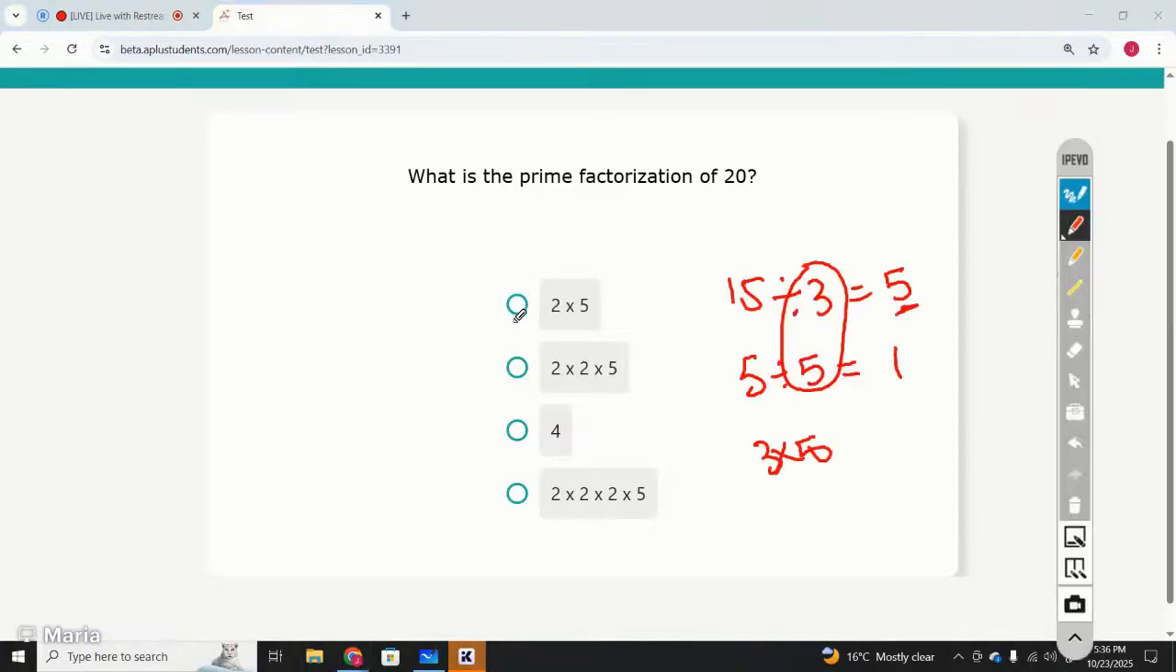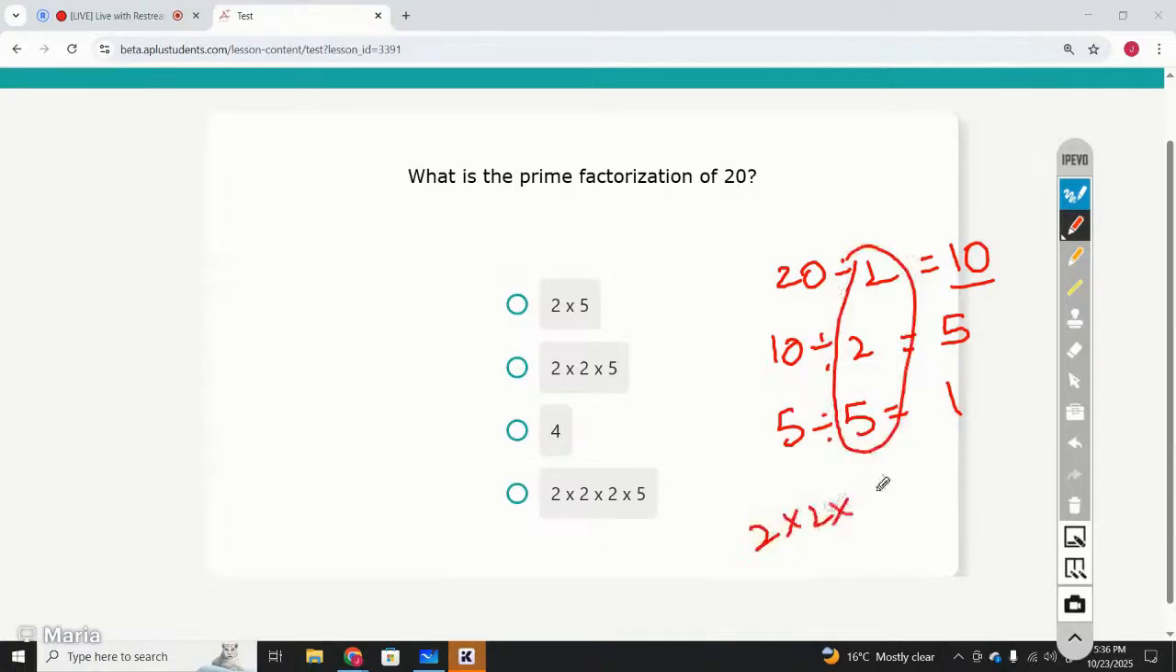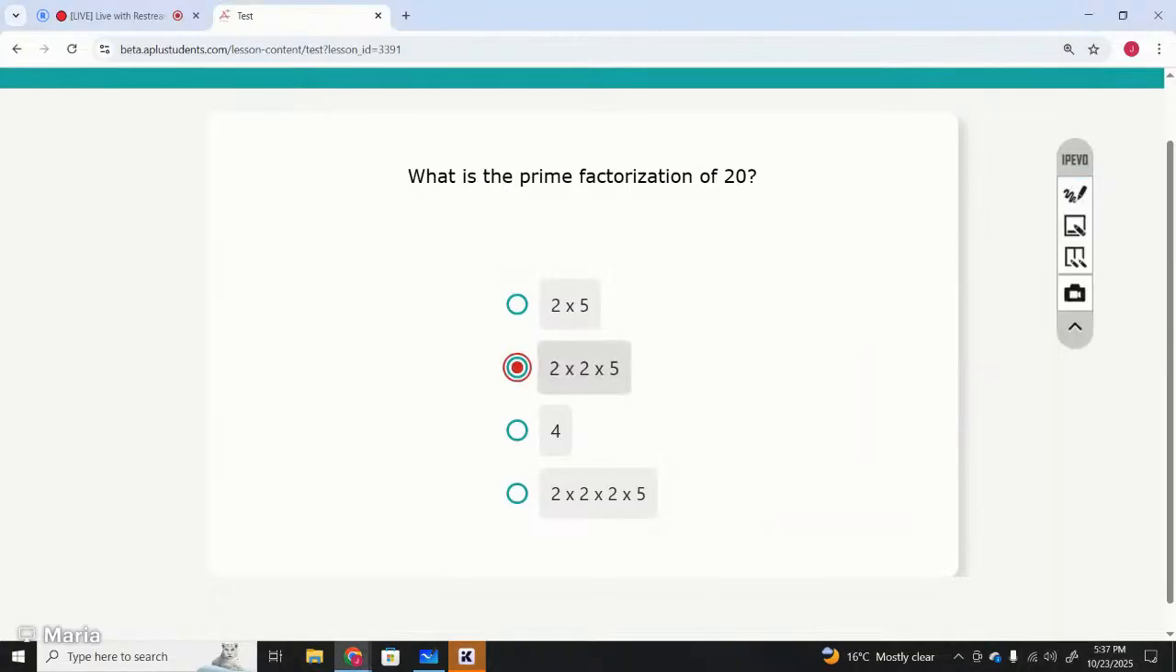What is the prime factorization of 20? Let's divide 20 by the smallest prime number. 20 divided by 2 is 10. Now divide 10 by the smallest prime number, that is again 2. 10 divided by 2 is 5. Now 5 divided by the smallest prime number is 5, so we get 1. So the factors are 2 times 2 times 5. Which is the correct option? That is 2 times 2 times 5. Option number 2 is the correct option.